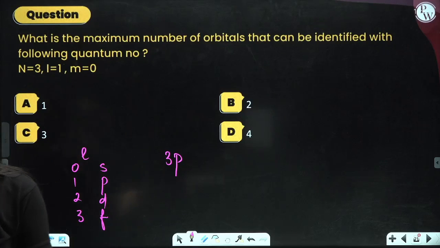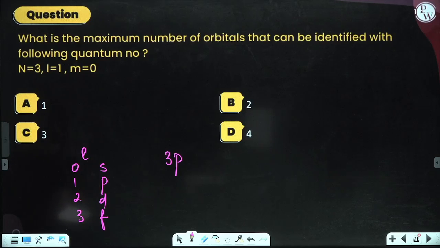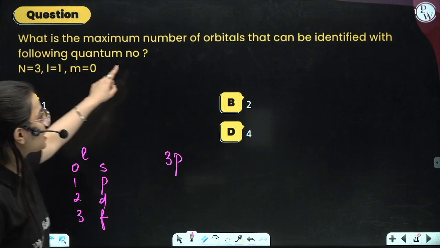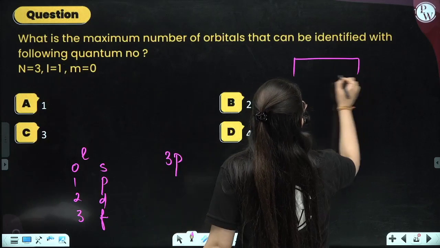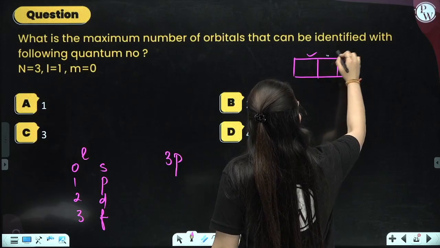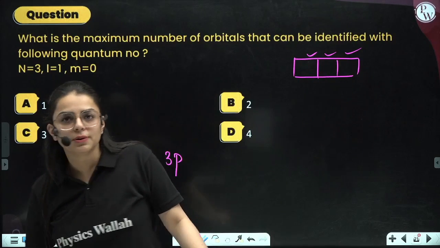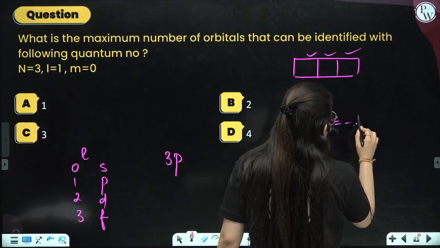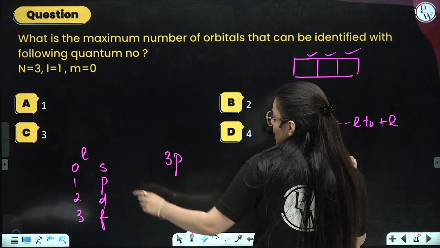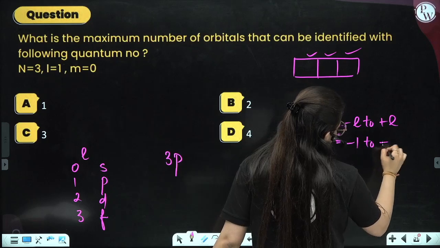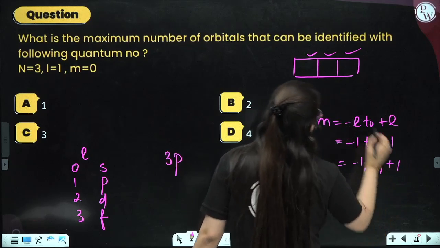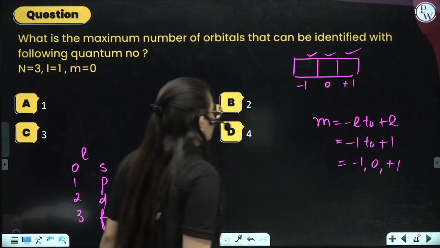Yes, it is clear to you people that it is 3P. But what we have to find in this particular question? Just read the question again. They have said, what is the maximum number of orbitals? Now, what is the role of M? See, P orbital is like this: 1 orbital, 2 orbital, 3 orbital. Do you know what is M? M is minus L to plus L. L is 1, so minus 1, 0 and plus 1. This is the value of M.